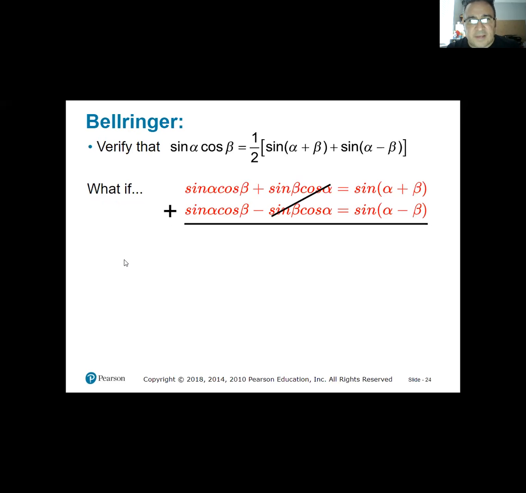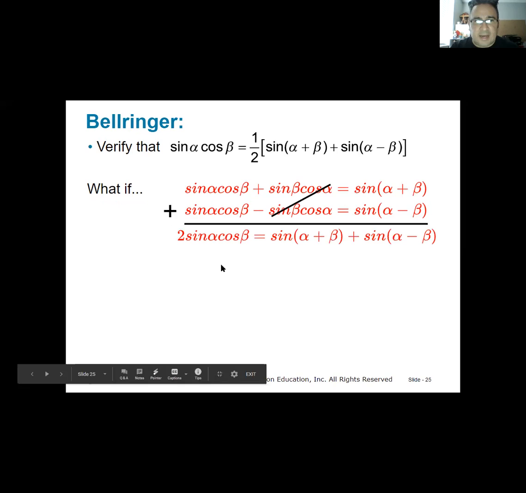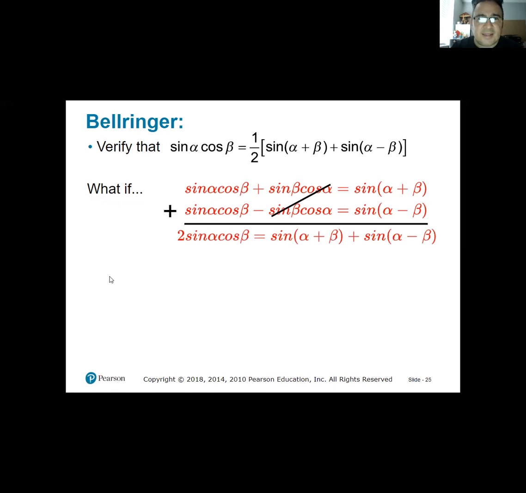And then on the left, I have 2 sine alpha, cosine beta. And on the right side, I have what was left, right? Sine of alpha plus beta plus sine of alpha minus beta. Yes, no, maybe so. And now what? That's not what I'm trying to show. I'm trying to get to sine of alpha cosine beta.